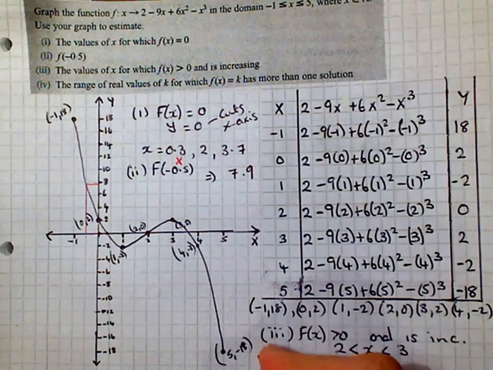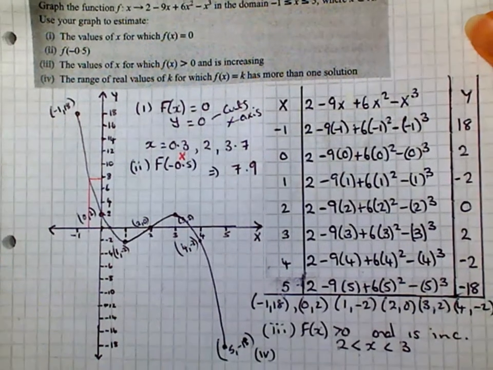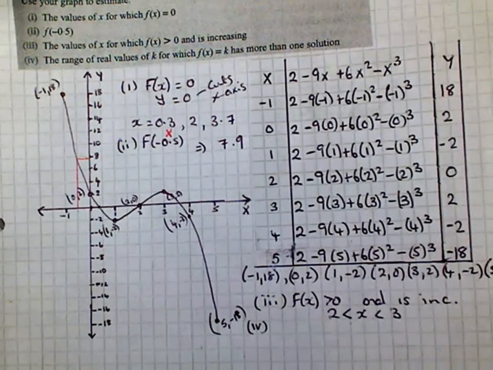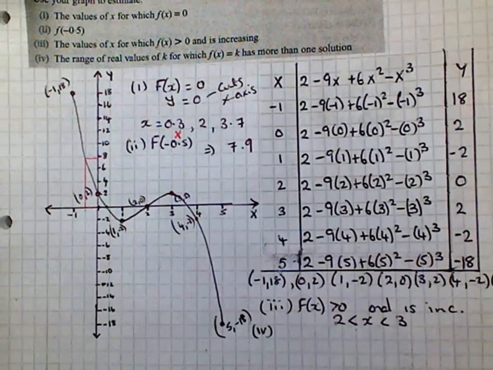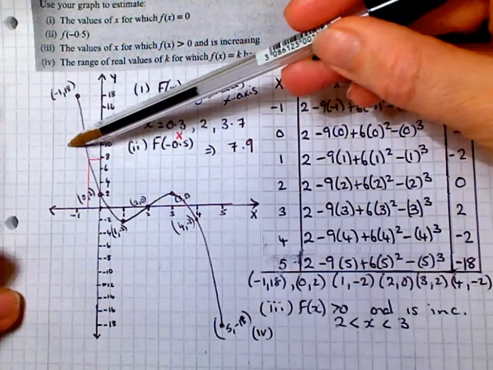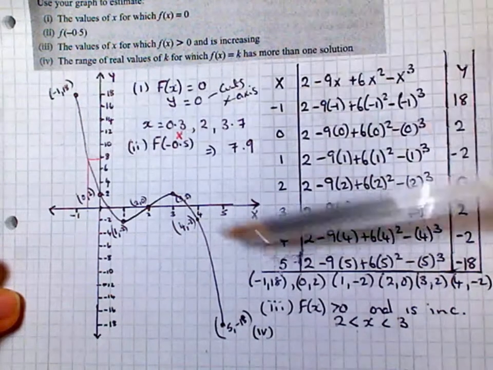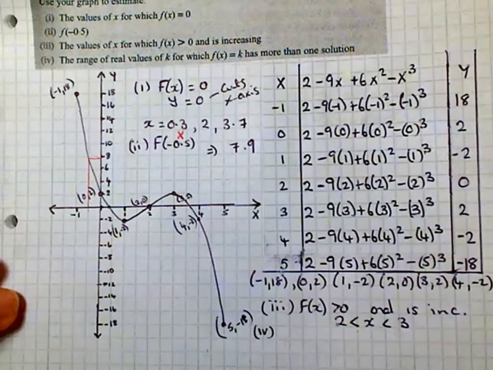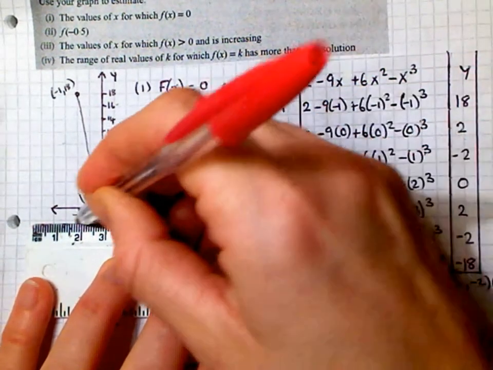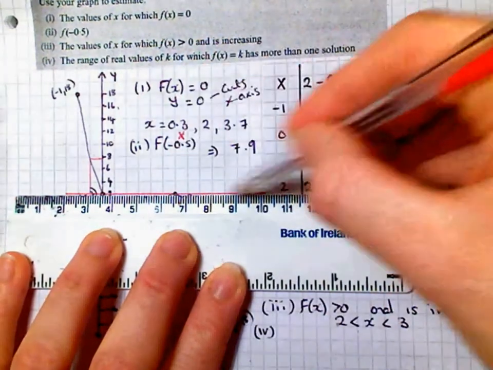And part 4 asks us to find the range of values of k for which f of x equal to k has more than one solution. Okay, so more than one solution. So if you look up here at your curve, if you were to draw a line across here, it's only going to cut your curve at one point, and the same thing down here. So we're going to have to draw our lines along here and also along here, because that's the start of where we have more than one solution.